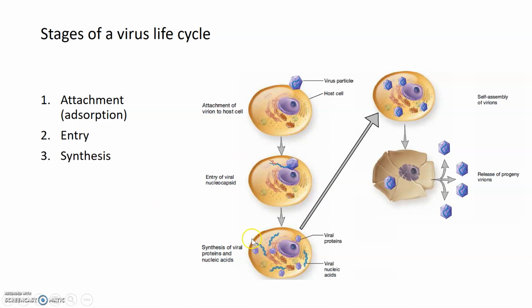And then after that is the synthesis stage, where that capsid surrounding the viral genome is shed and degraded, and the host cell can start to make or synthesize viral nucleic acids, as well as viral proteins, all of the things that a virus is going to need to end up making more new virions, which is what happens during the next phase, or assembly, where these virions made up of viral proteins and viral nucleic acids self-assemble, and then are ultimately released from the cell so that they can infect other cells.